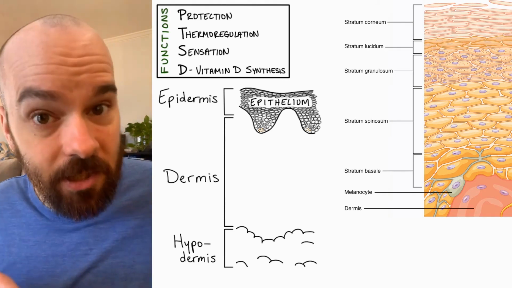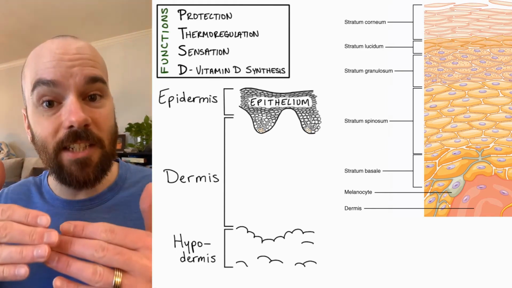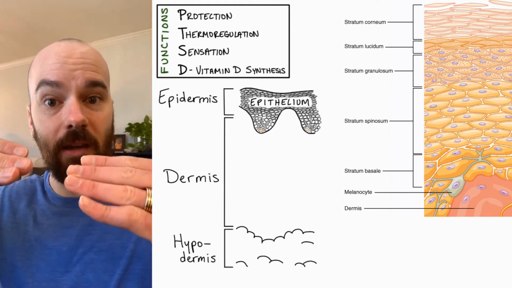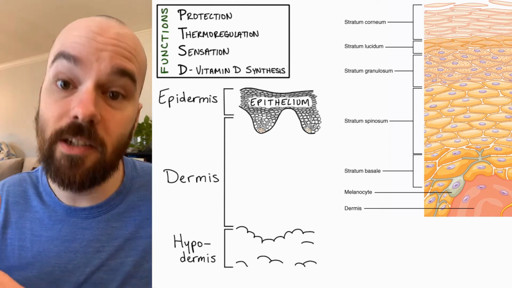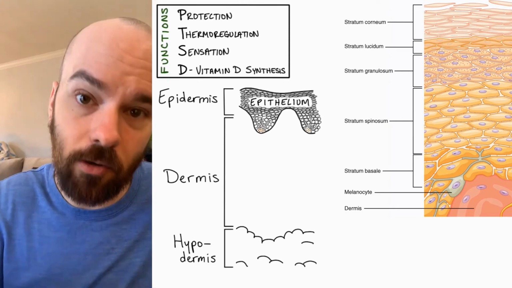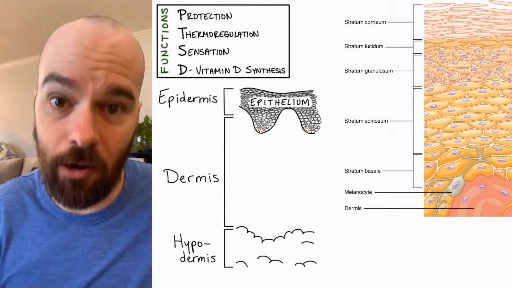So that stratum basale layer, those cells are dividing and growing more and more skin. But as they start to die off, they start to move to outside layers. The cells from the stratum basale layer will move up to the stratum spinosum, then to the stratum granulosum, lucidum, and corneum. Now, as these cells die, they start to fill with a protein called keratin.